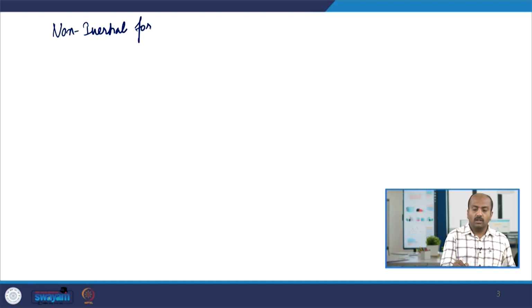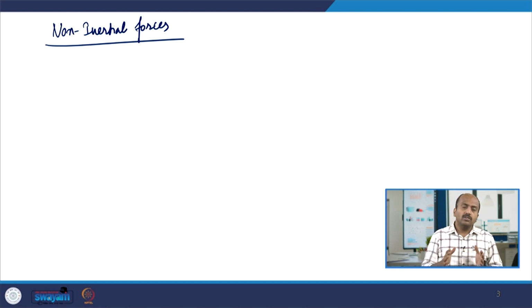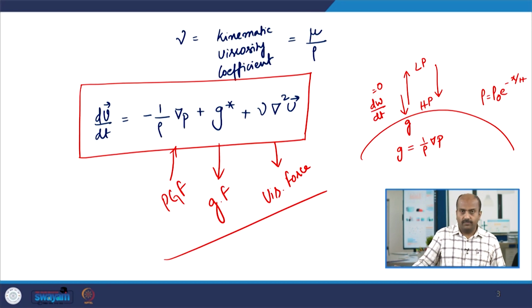Non-inertial forces. What is a non-inertial force? Generally speaking, we define the motion of atmosphere in a geocentric frame of reference. What is a geocentric frame of reference? It is the one which is fixed with respect to the earth. As long as it is fixed with respect to earth, it is inertial. When it is inertial, anything moving at a constant velocity with respect to that frame is also inertial. So, as long as you are talking in an inertial frame of reference, these three forces are enough to describe the motion.